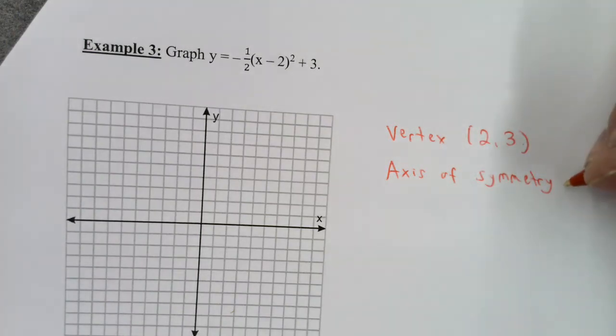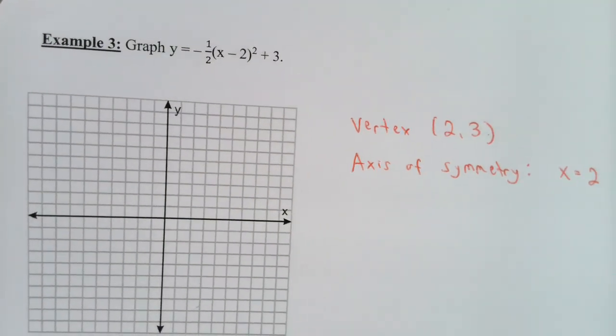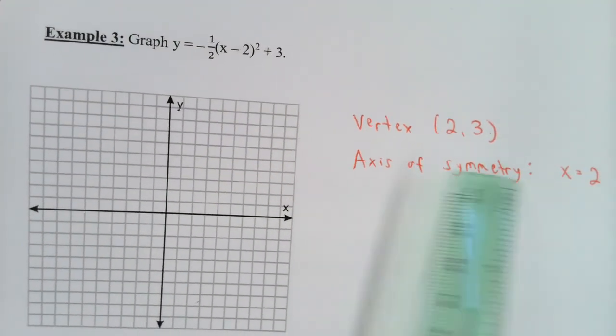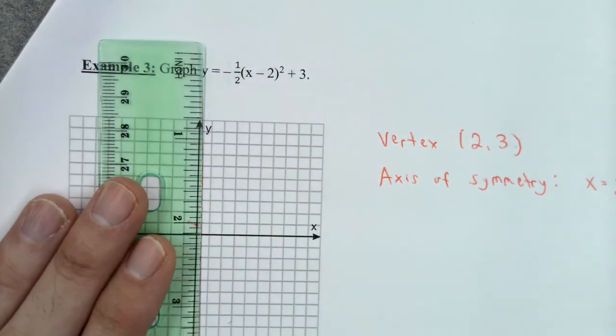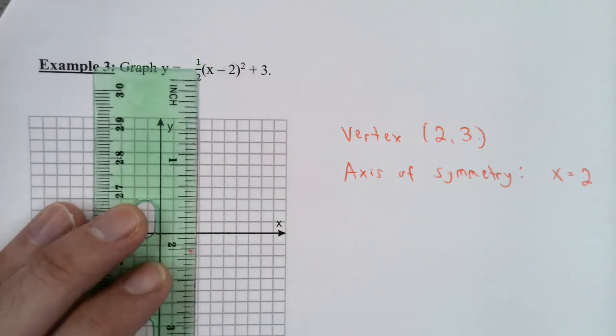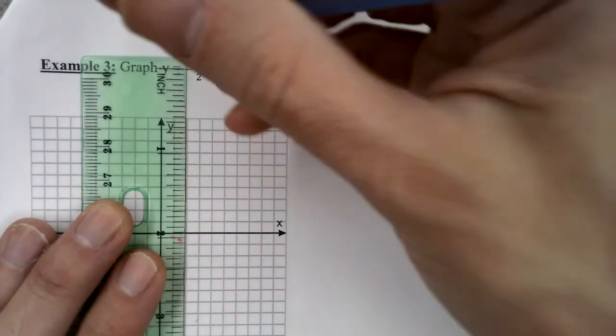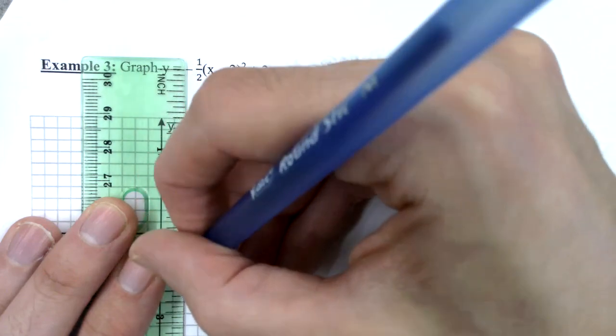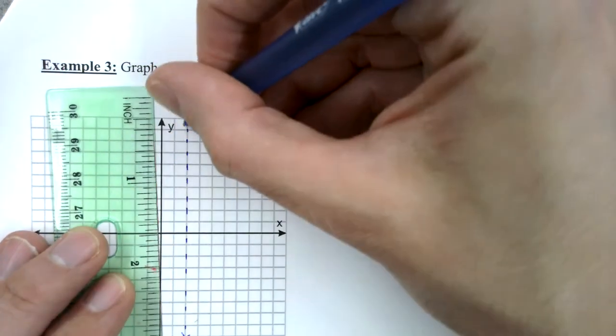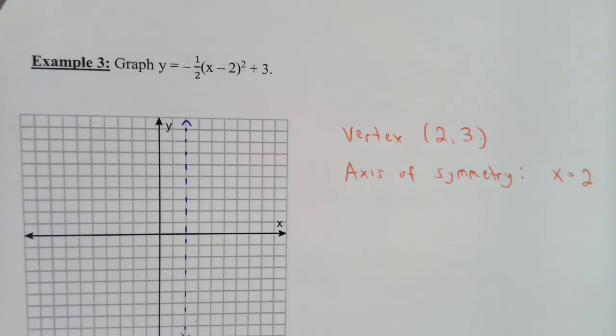I think I like this way better than the previous lesson. It's just so easy to get the vertex. So let's plot the vertex and the axis of symmetry. Let's do a dashed vertical line at x equals 2, because that's the axis of symmetry. Boom, boom. Let's plot the vertex at 2, 3.